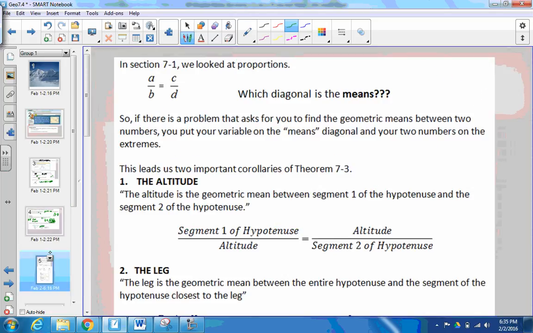Now, in section 1 we looked at proportion. Which diagonal is the means? Well, we talked about those middle ones, B and C. So if there's a problem that asks you to find the geometric mean between two numbers, you can put your variable on the means diagonal and your two numbers on the extremes. So that's what we kind of just did before using the algebra.